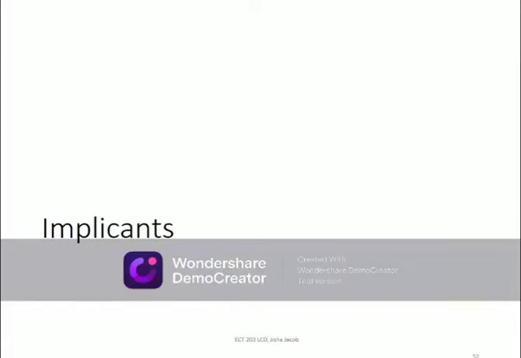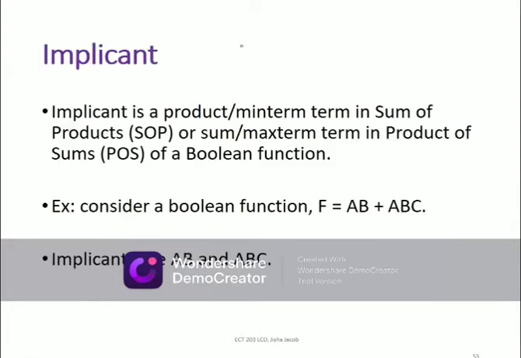Good day, everybody. I'd like to explain the term implicants and the types of implicants in this video. The word implicants means, if you're given any Boolean expression like this, F equals AB plus ABC, this happens to be an SOP. It could also be a POS. So whatever Boolean function you are given, each term inside that function is referred to as an implicant.